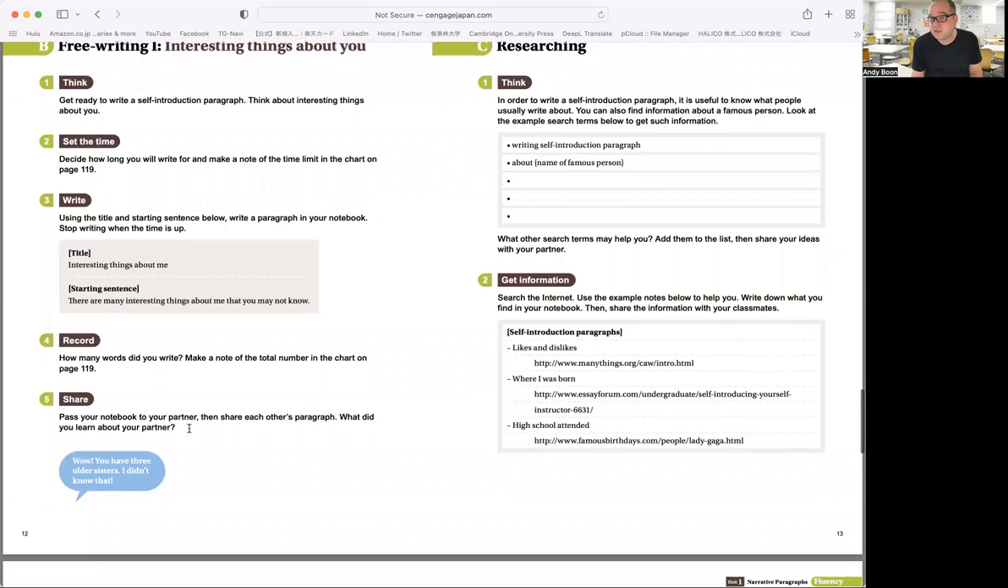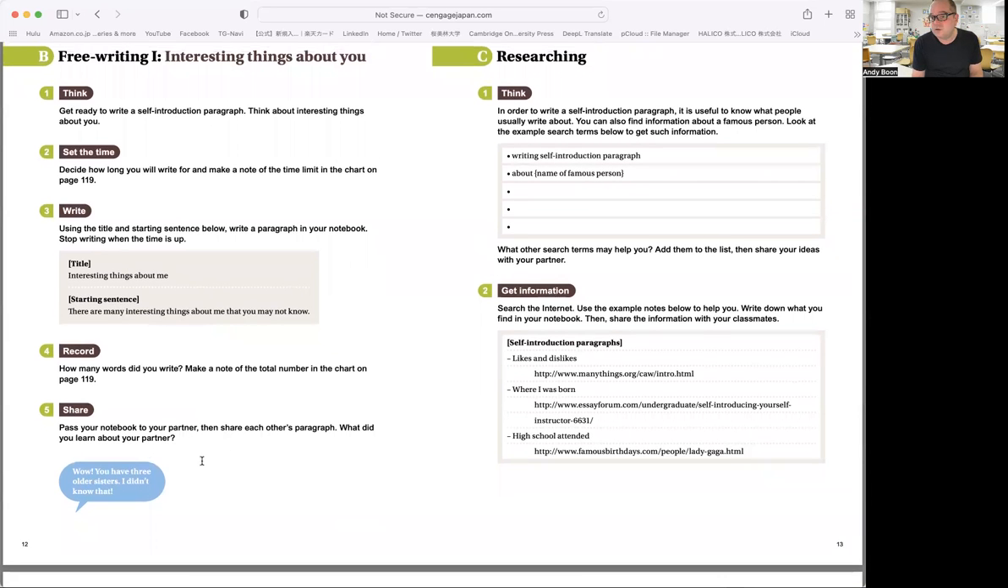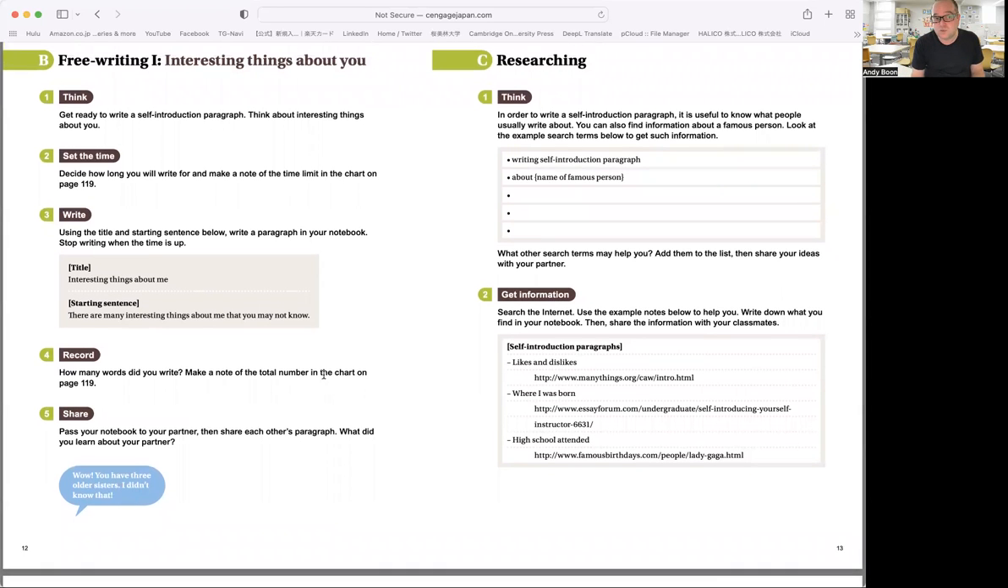There's a chance for them to share their free writes with their partner in the classroom. If you're teaching this online, you can put them in a breakout room and they can work together to read out their writing, or if they've typed, they can just share their screen and show their writing to one another.